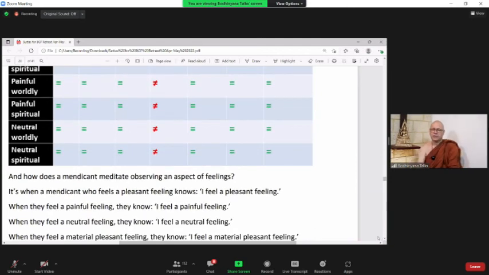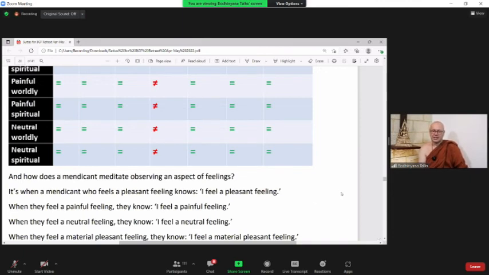So, how does a mendicant meditate observing an aspect of feelings? It is when a mendicant feels a pleasant feeling, they know, 'I feel a pleasant feeling.' When they feel a painful feeling, they know, 'I feel a painful feeling.' When they feel a neutral feeling, they know, 'I feel a neutral feeling.' So it seems kind of obvious, it seems like okay, we can all do that, but let's go a little bit further down.